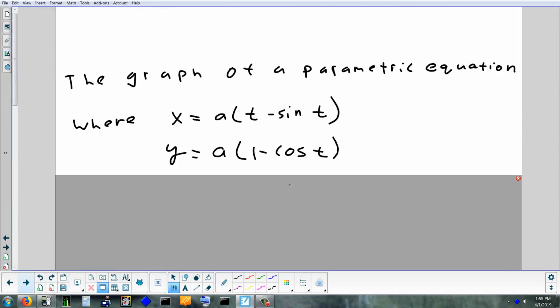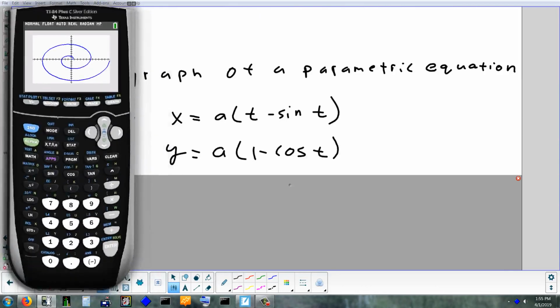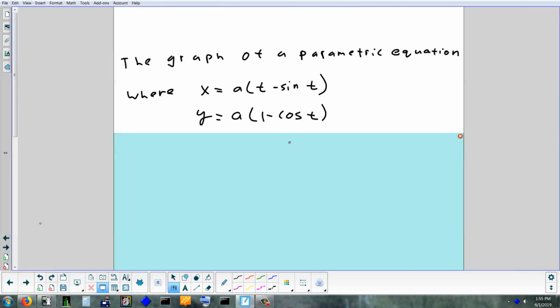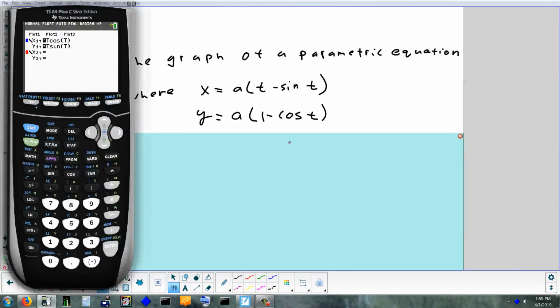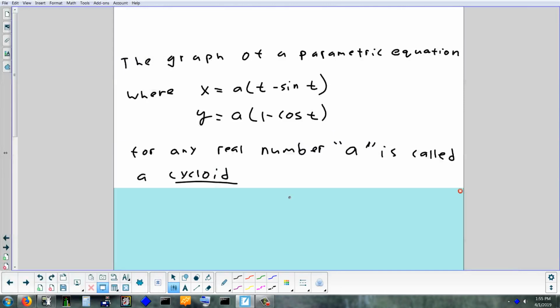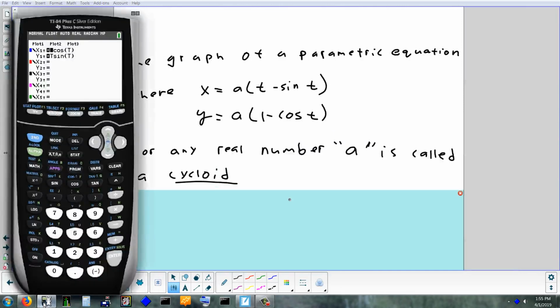The last one I'm going to show you is what's called a cycloid. It's called a what? Cycloid. Oh. And a cycloid has this pattern. Pick a number for A, like 5. The bigger the number, the bigger the cycloid. And then t minus sine t. Something like that. And then for the bottom one, you got to pick the same number. 5 minus, or in parentheses, 1 minus cosine t.